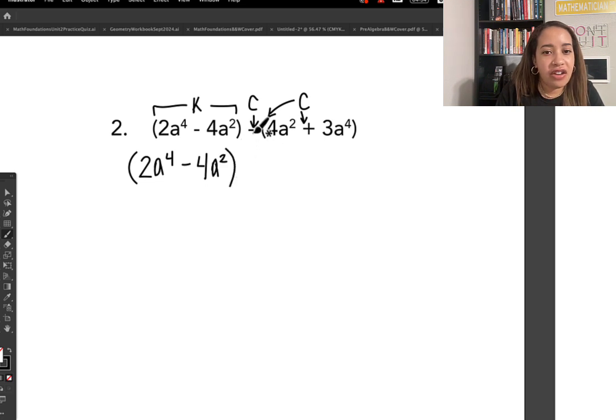I'm changing from a minus sign to a plus sign in the middle. And then I'm changing both of the signs here. Instead of a positive 4a squared, I'm going to write negative 4a squared. Instead of a positive 3, I'm going to write negative 3.